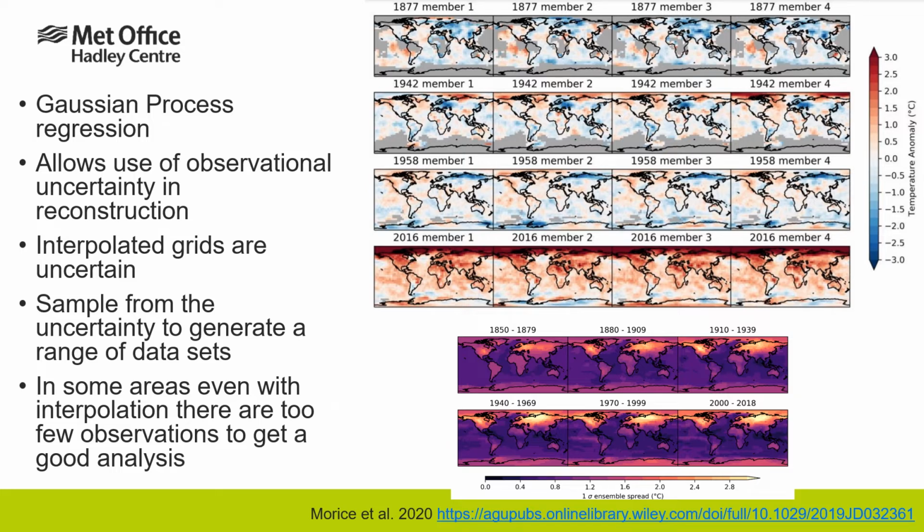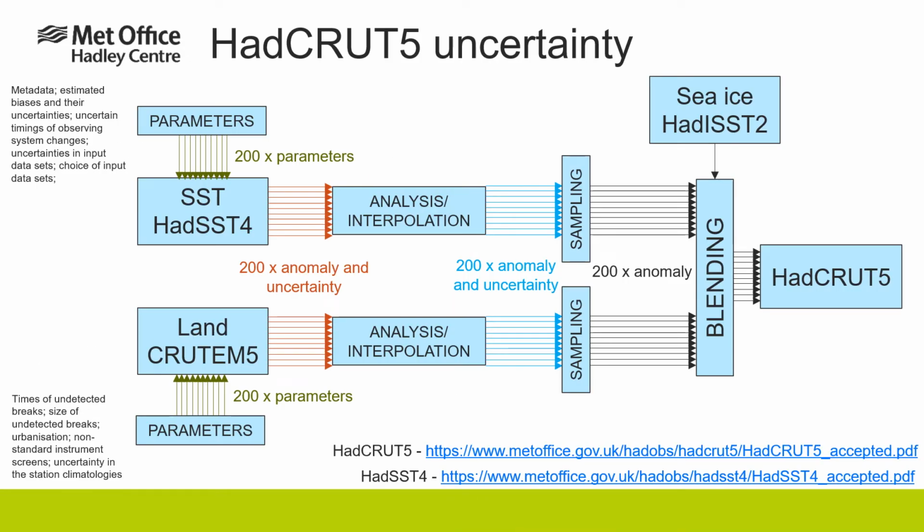And on the bottom here, we have a plot showing the 1 sigma ensemble spread for different periods. And you can see that after about 1900, so from 1910 onwards, we have realistic variability across quite large areas of the globe. Prior to that, there's less of a data constraint, so the uncertainty and the ensemble spread is looking more like our prior information. So that's one aspect of the uncertainty calculation.